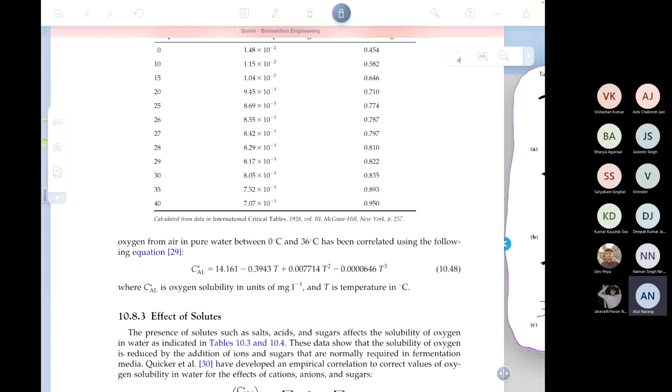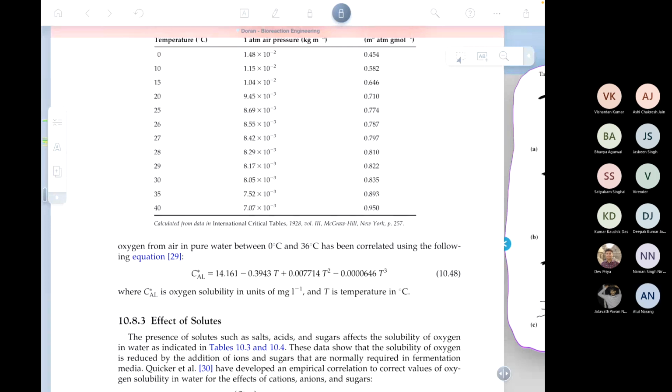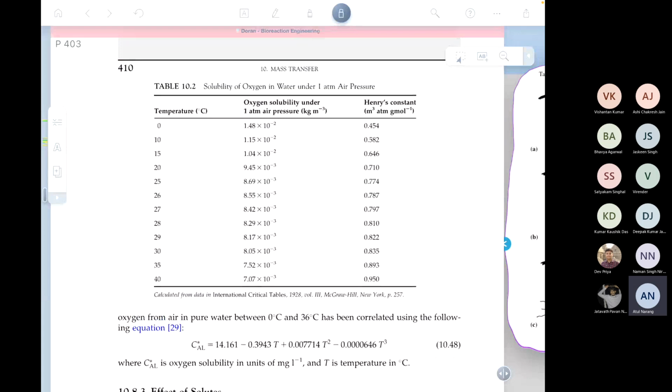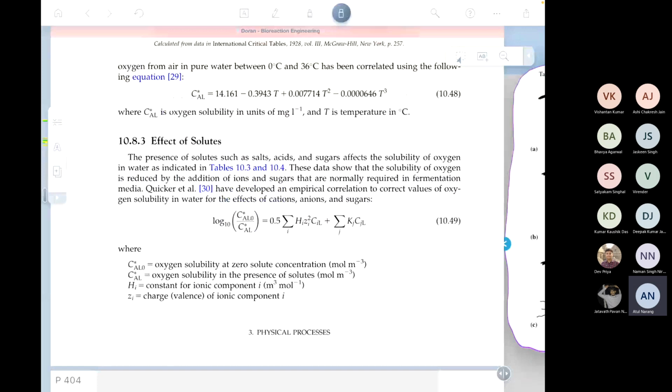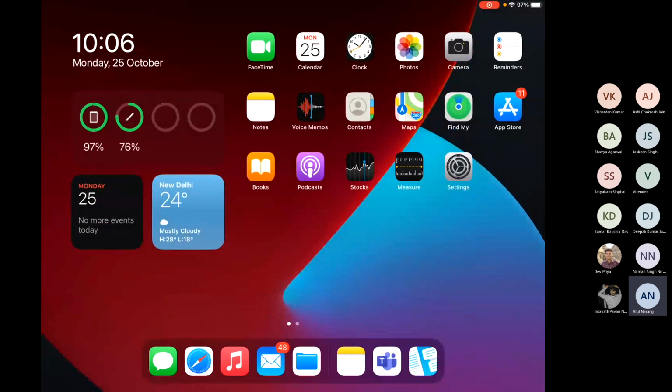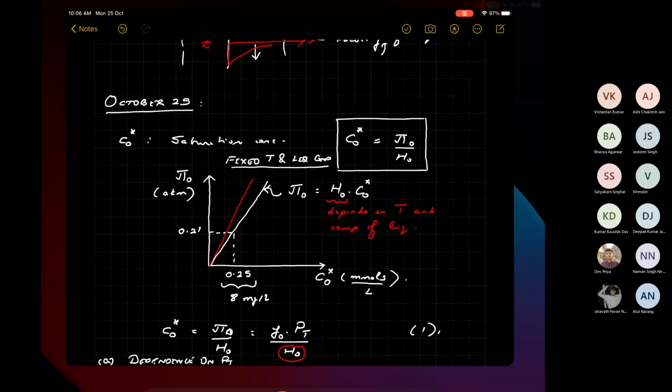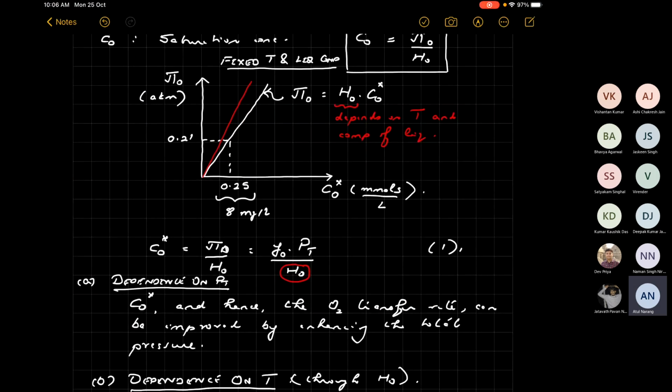This gives you a sense of how the solubility of oxygen in the presence of air changes with temperature. You can either report it as oxygen solubility, or you can change the Henry's law constant. It's really the same thing, it doesn't matter. And finally, the second thing I mentioned was that this CO star also changes with the composition of the liquid, right?